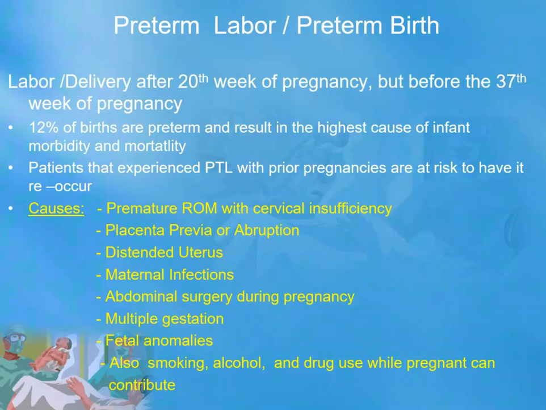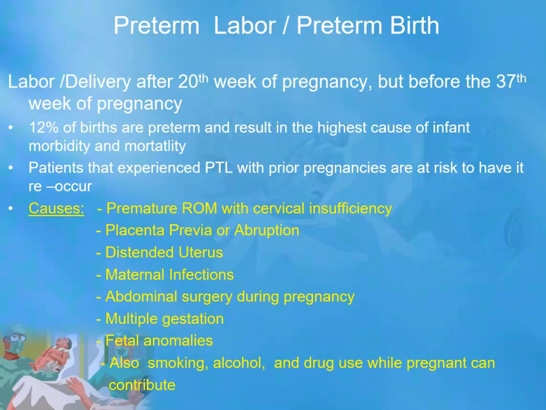Labor and delivery after 20 weeks of pregnancy, but before the 37th week of pregnancy, okay? 12% of births are preterm, and they result in the highest cause of infant morbidity and mortality. Patients that experience preterm labor with prior pregnancies are at risk to have it reoccur. So if you had it with your first or your second, you might have it again. Again, the more babies you have, the quicker things happen. So if you had premature labor previously, maybe that cervix may not want to stay closed with that third baby or whatever.